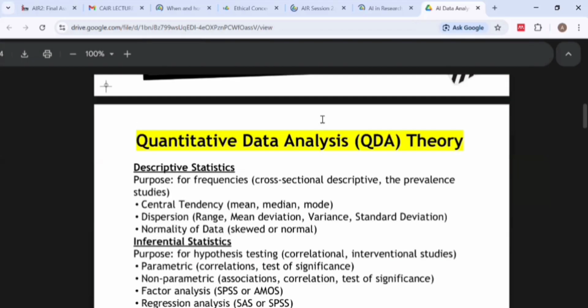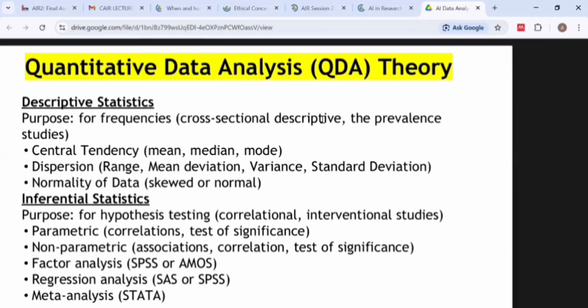Quantitative data analysis: descriptive statistics, purpose for frequencies, cross-sectional descriptive, the prevalence studies. Central tendency: mean, median, mode. Dispersion: range, mean deviation, variance, standard deviation. Normality of data, skewed or normal, is shown in quantitative data analysis, descriptive statistics.